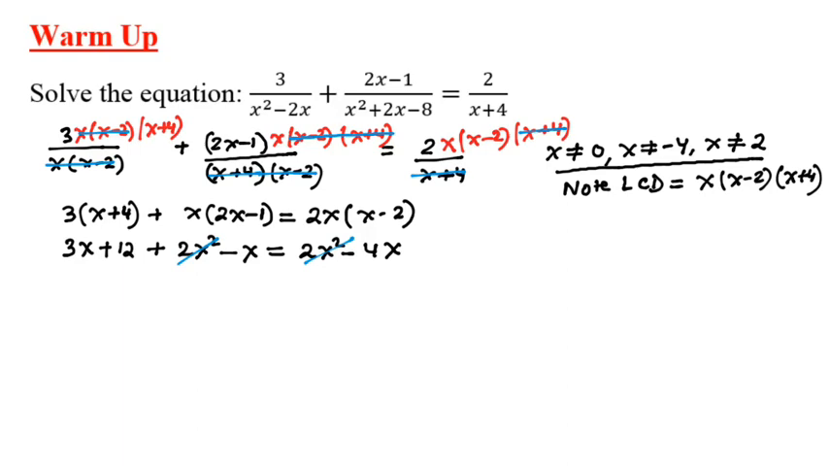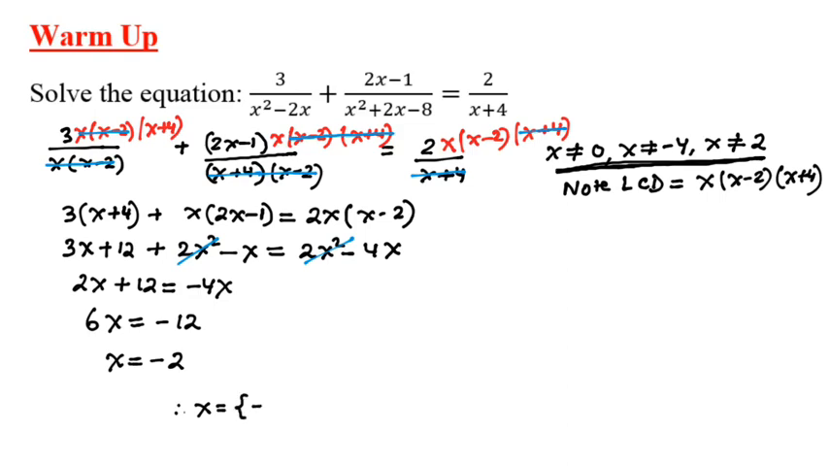So we get on the left hand side 3x minus x, 2x plus 12 equal to negative 4x. If you add 4x on both sides, 6x. If you subtract 12 on both sides, minus 12. So we get x equal to negative 2. And negative 2 is not in the restriction here. So given equation has a solution, and that is x equal to -2. So that is the end of our third example.